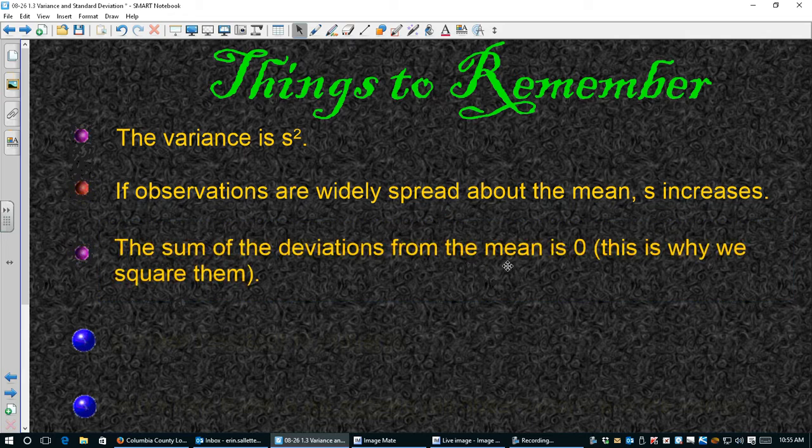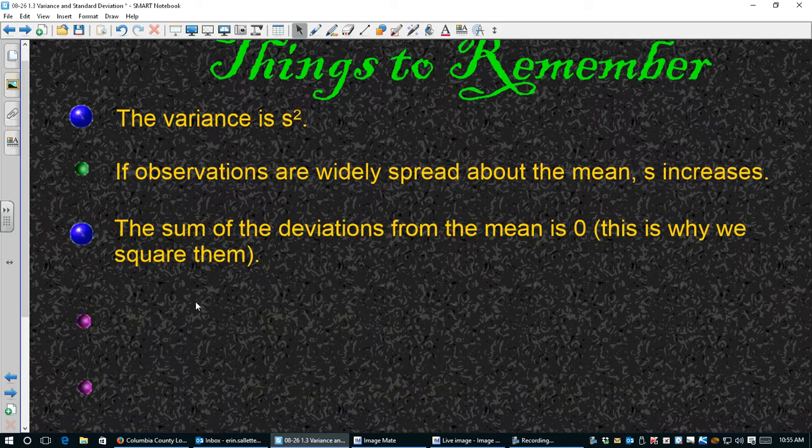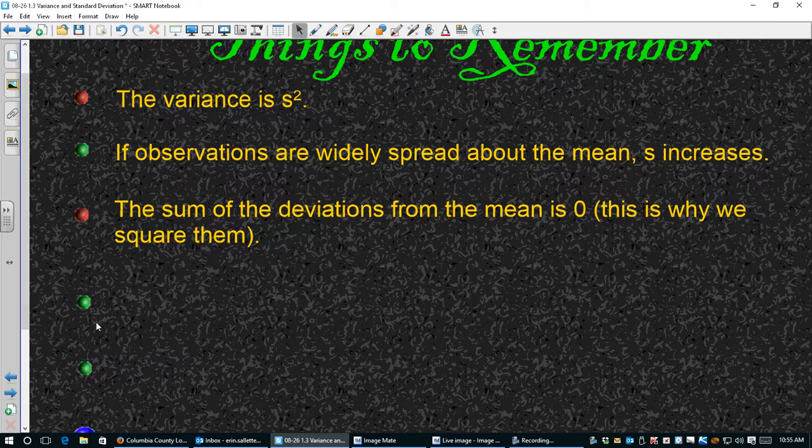The sum of the deviations from the mean is 0. So if we were to just take each value and subtract it from the mean without squaring it in our formula, it would just add up to 0. So that's part of the reason why we square them. Another part of the reason why we square them, then we take the square root, is because we don't want the distance of negative values to be incorporated there. It gets rid of the negative values.